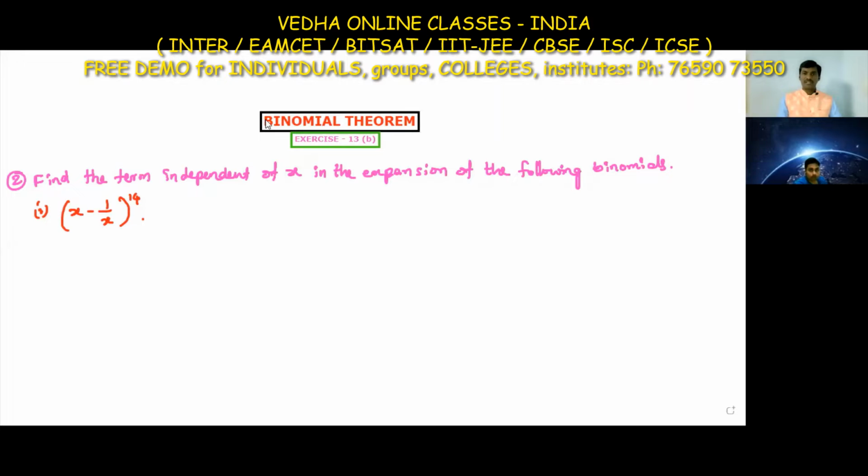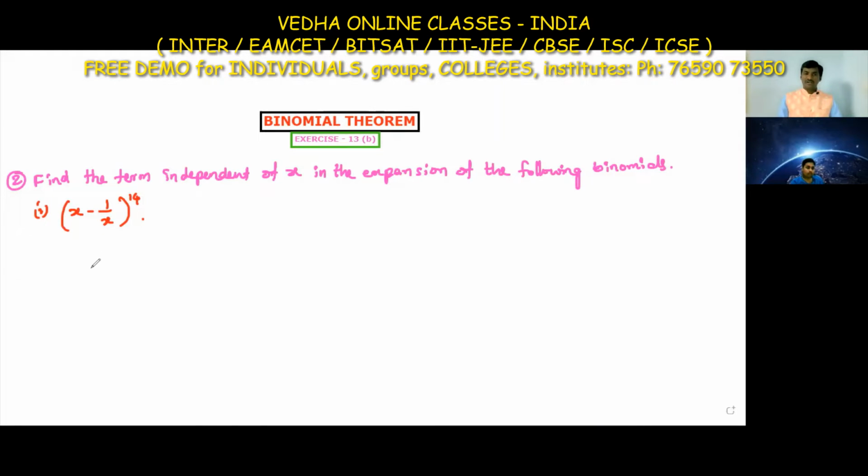So in the binomial theorem, exercise 13b, question number 2: find the term independent of x in the expansion of the following binomials. If you want to find the term independent of x, the term without x, we use the same concept. For each and every problem, the concept is the same, so focus more on the concept here.